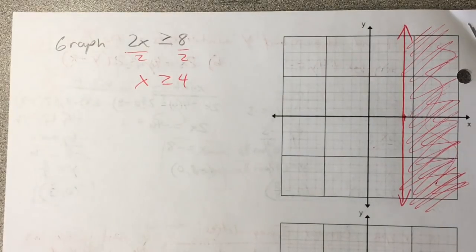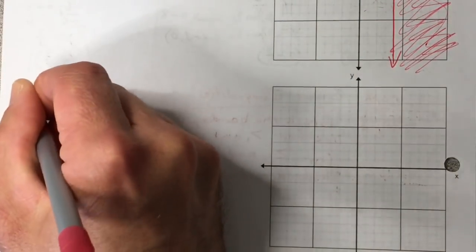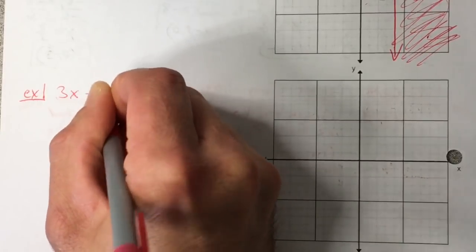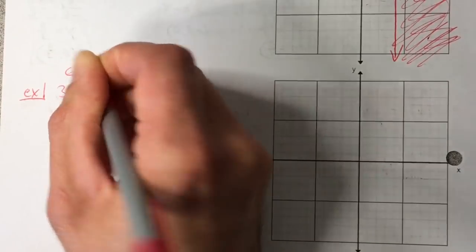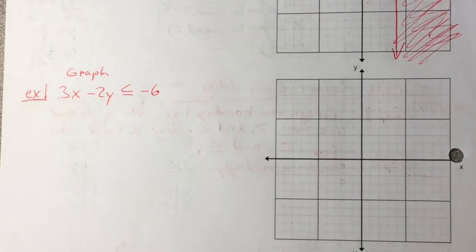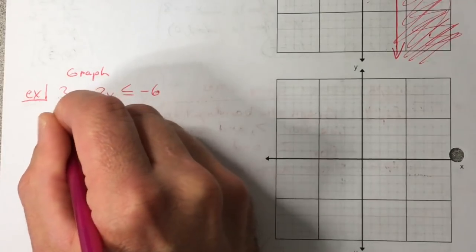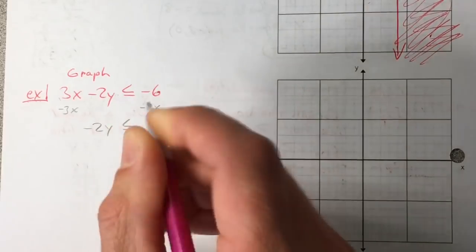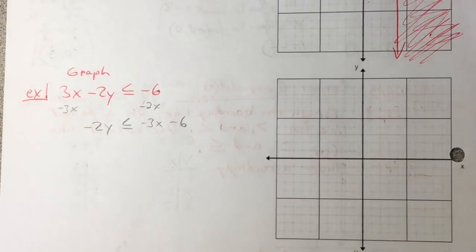All right, let's move on to another one here. Let's graph 3x minus 2y is less than or equal to -6. To graph this, we've got an x and a y, so this is a more standard operation. I'm going to do slope-intercept form. I'm going to subtract the 3x over, and get -2y is less than or equal to -3x minus 6 to get it in slope-intercept form.